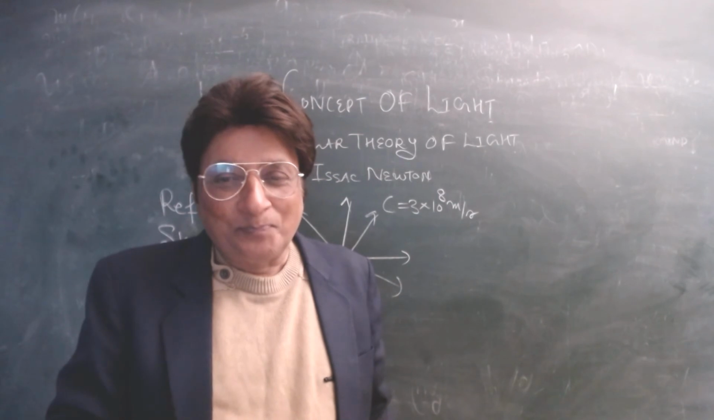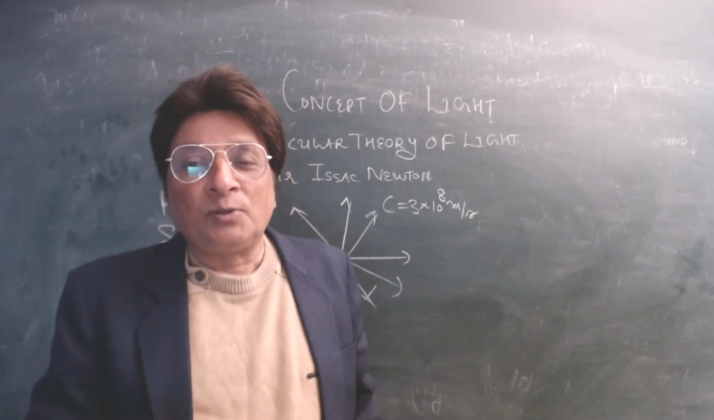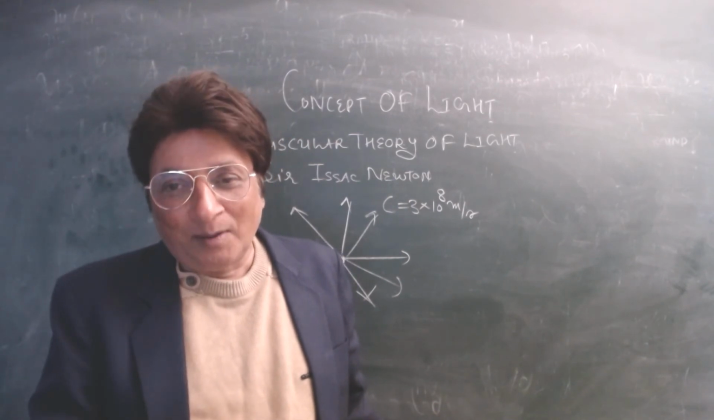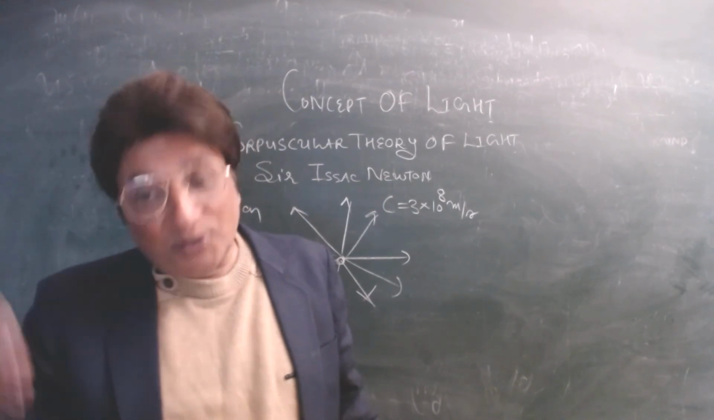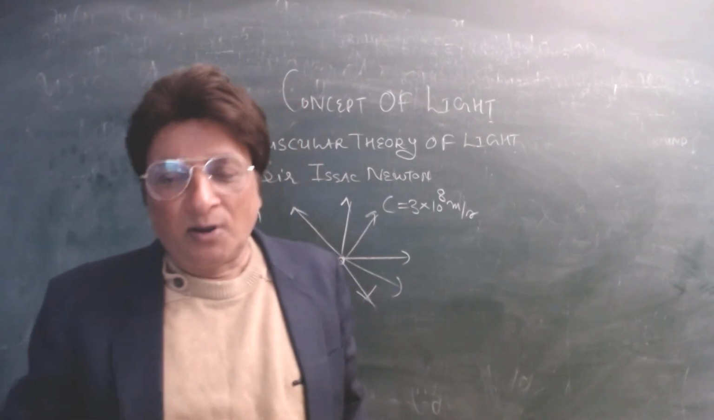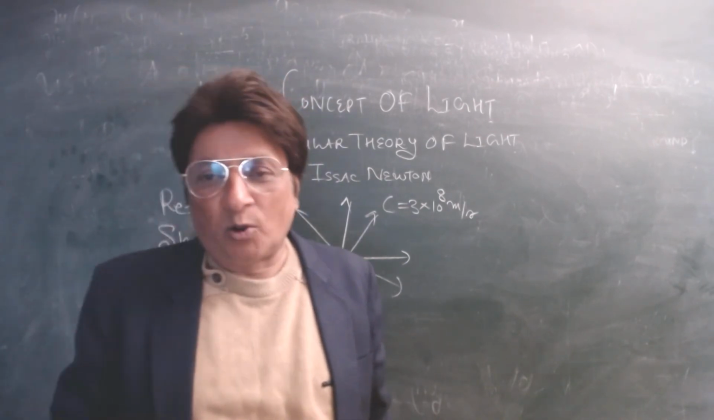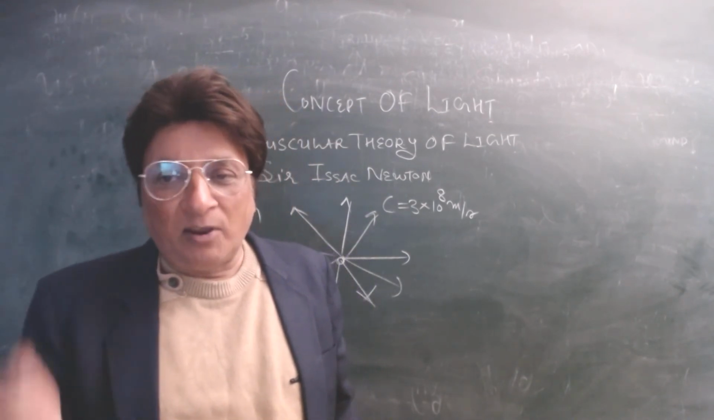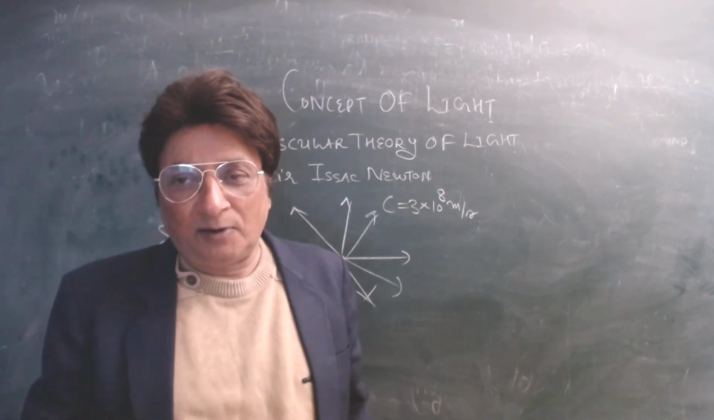Then students, later this theory was discarded because light travels in vacuum, and in vacuum there are no corpuscles. Newton sir was not able to explain this at a later stage. At that time the credit goes to Newton sir because he put forward the concept. So hope it is clear. This is a very simple way of explaining the first theory, the corpuscular theory of light.